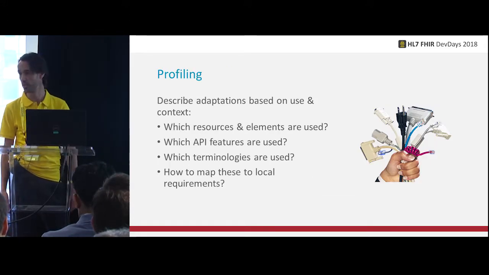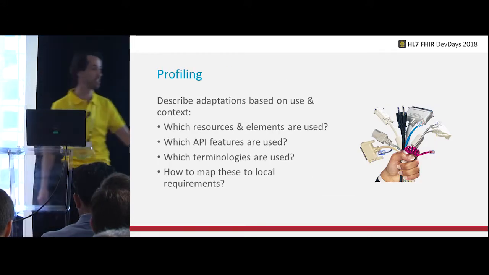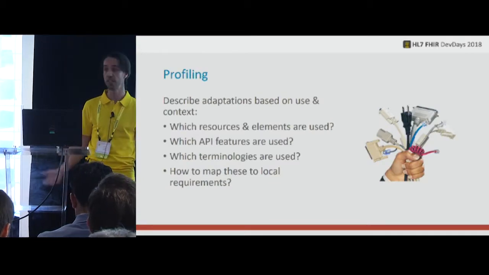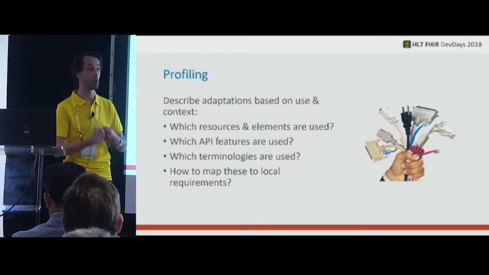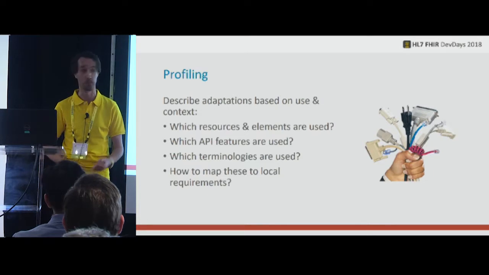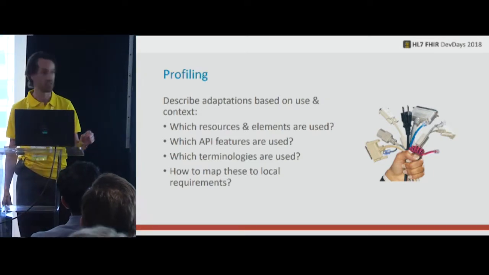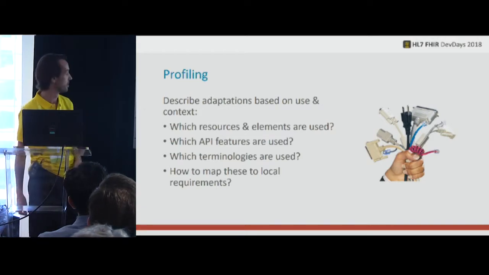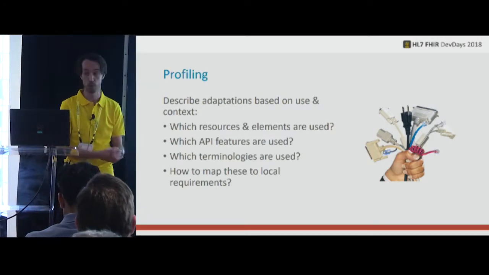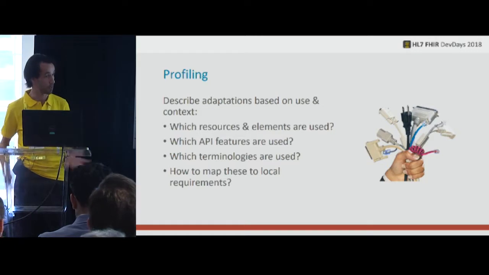So which resources do you use in your use case? I'm going to model a patient and observation, for example. Which API features? I only do read. I don't need write, for example, but I do need search. Which terminologies? You could do some value set bindings. In my use case, we use LOINC. And how to map these to the local requirements. And all of this is part of a profile.